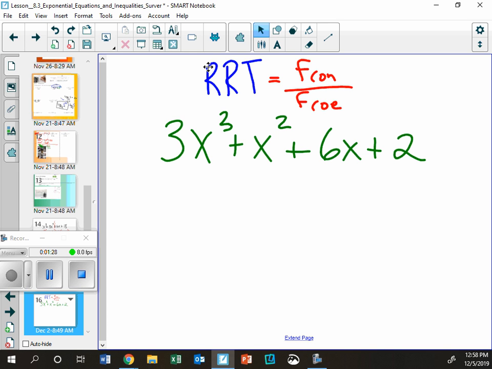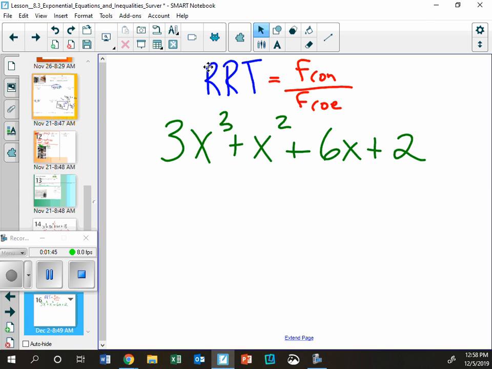Some people are going, there's no 1 up there. Well, there would be a 1 if I drew it in, right? So the 3, the 1, the 6, and the 2. Which of those is the coefficient that really matters? The lead one, the 3. Which one is the constant? There's only one of those.